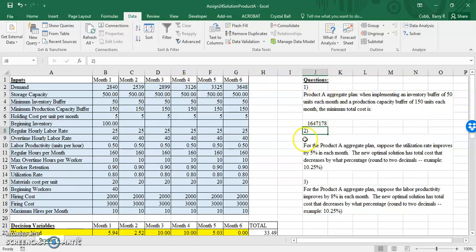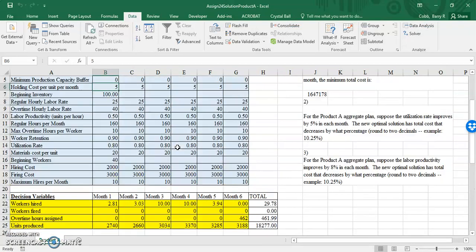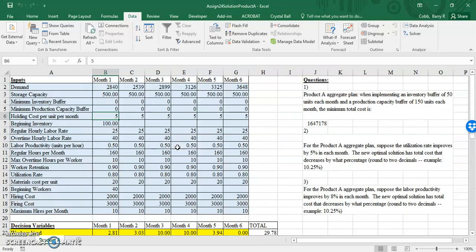Okay, for any of these questions on the assignment, the assumption is that each one of these changes is an individual change from the original model. So I'm going to take the inventory buffers out and go ahead and resolve. And now I've got the original model.